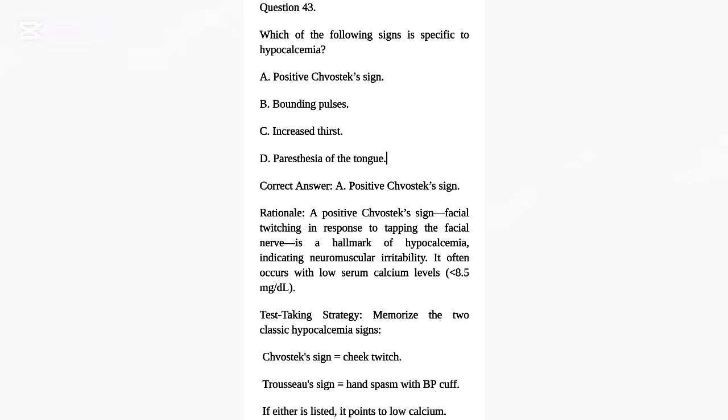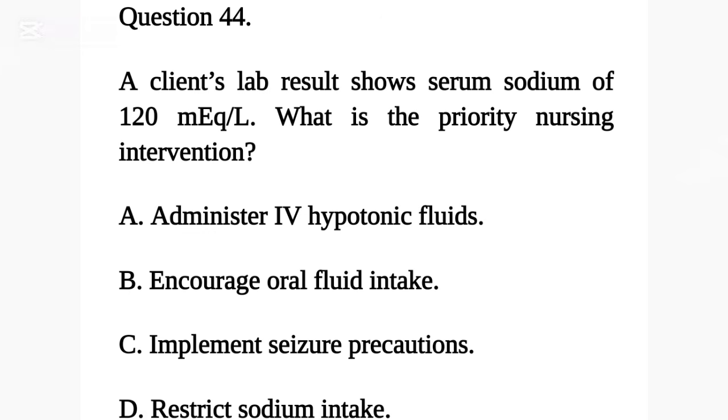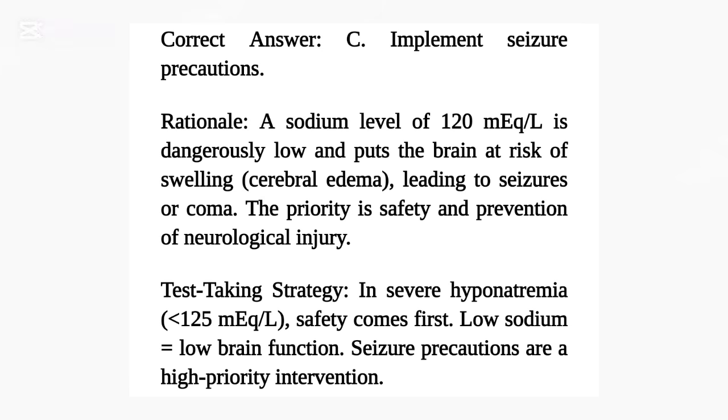Question 43. Which of the following signs is specific to hypocalcemia? A. Positive Chvostek's sign. B. Bounding pulses. Question 44. A client's lab result shows serum sodium of 120 mEq/L. What is the priority nursing intervention? A. Administer IV hypotonic fluids. B. Encourage oral fluid intake. C. Implement seizure precautions. D. Restrict sodium intake. Correct answer C.